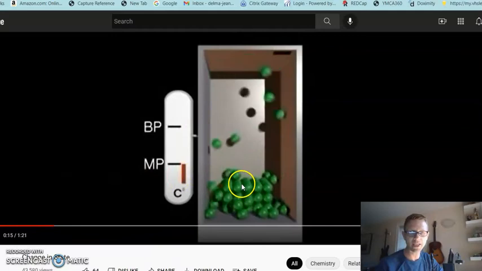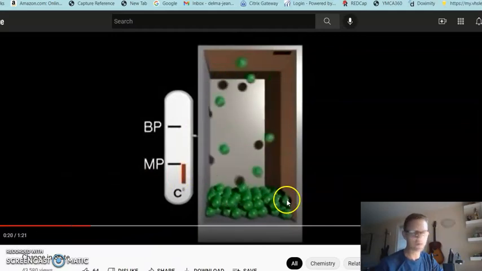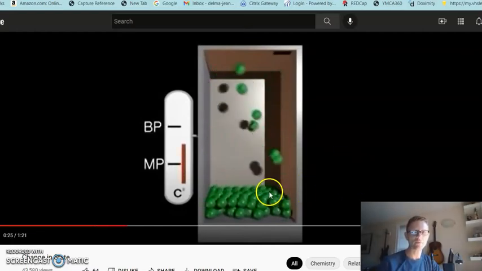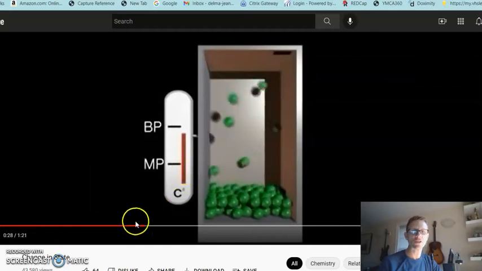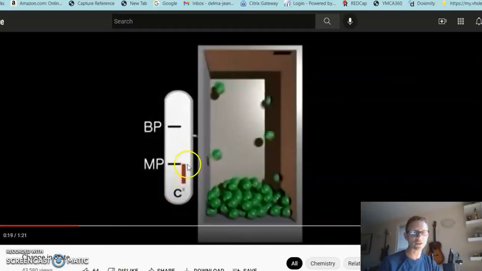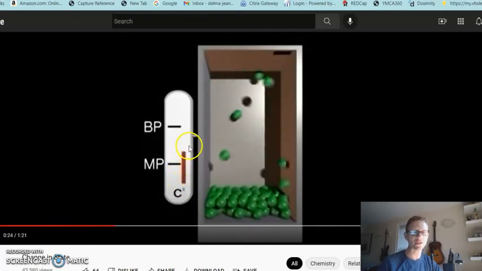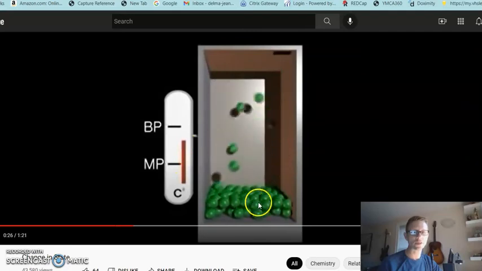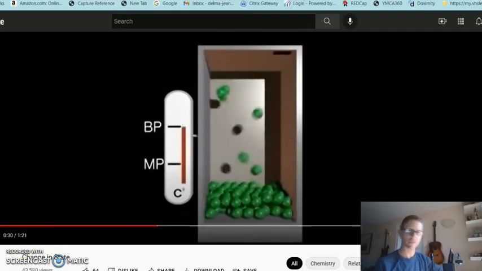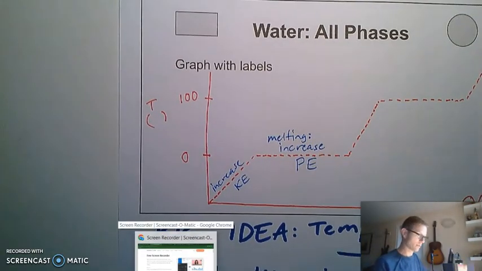We are increasing the potential energy of these particles. We're pulling them farther apart. They're not gaining kinetic energy. They're gaining potential energy as they get farther apart. Then once they get to a certain point, they will start gaining kinetic energy. Once they are done with that phase, now they're going to start gaining kinetic energy again. They're not doing a great job of illustrating it until right about now in the simulator. So this is melting right here. That's melting.